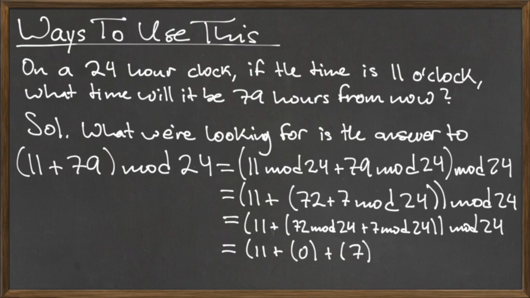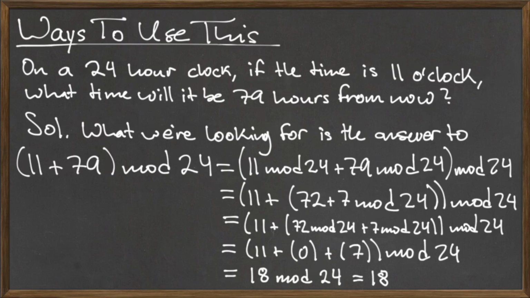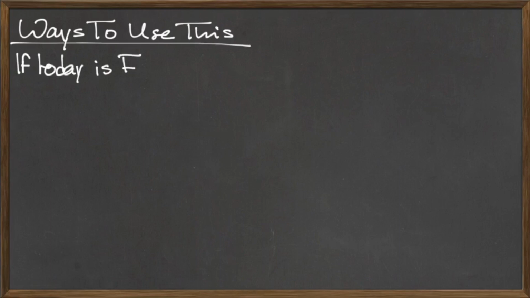Since 72 is a multiple of 24, 72 mod 24 must be 0. So the quantity above can be rewritten as (11 + 0 + 7), all mod 24. 11 plus 7 is 18, and 18 mod 24 is 18, so our final answer is 18. So on a 24-hour clock, if the time is currently 11 o'clock, 79 hours from now, it will be 18 o'clock. Here is another example to get some additional practice.